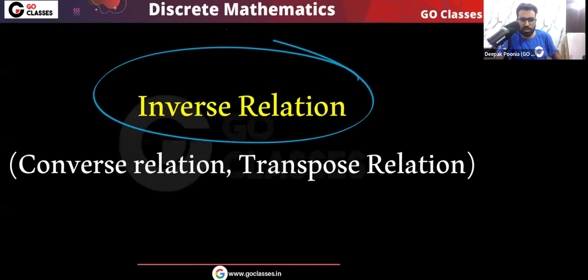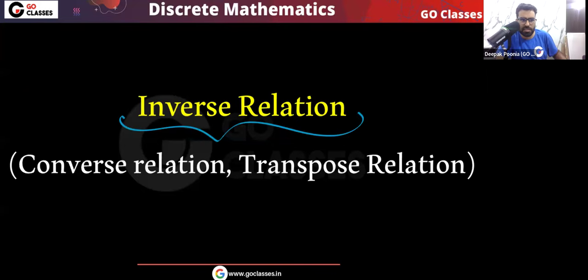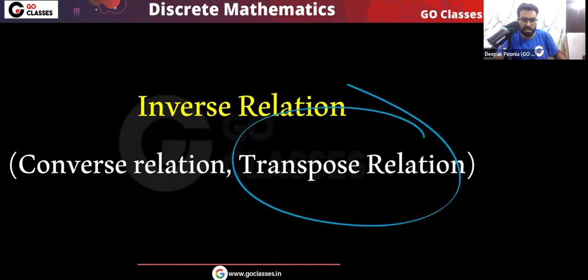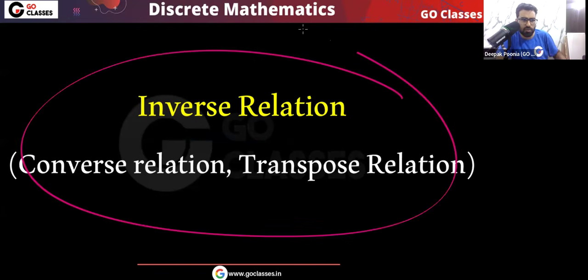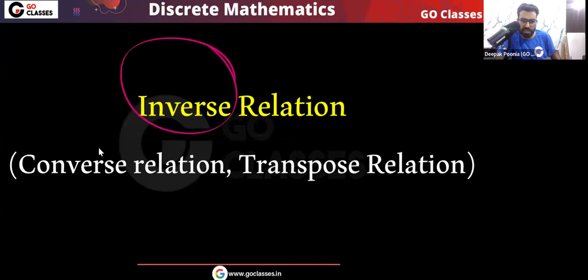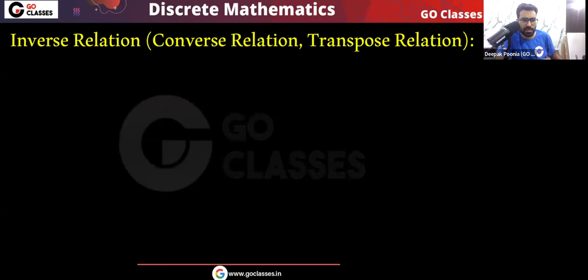Let's study the next concept, that is inverse relation. It is also called converse relation. It is also called transpose relation. So these are different names for the same concept. Inverse relation, or inverse of a relation, or converse of a relation, or transpose of a relation. Okay, so let's see the definition.